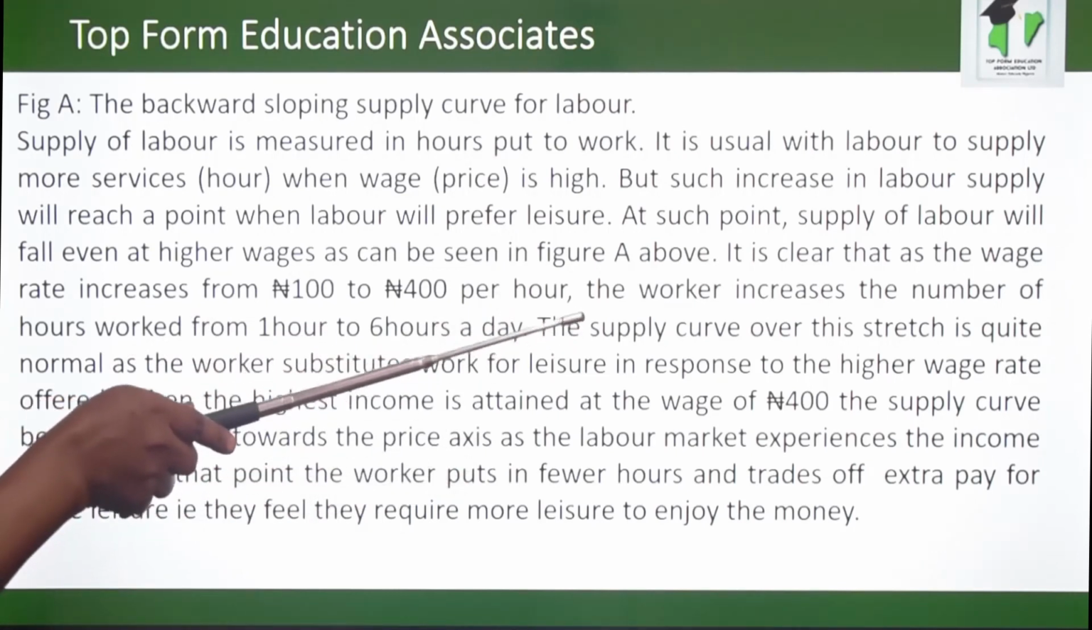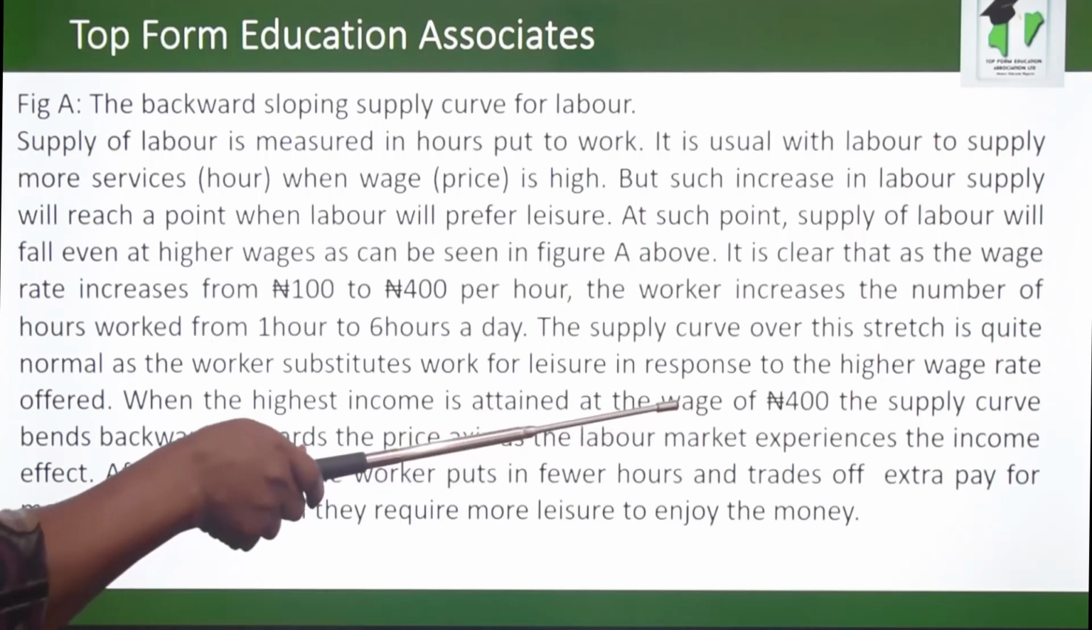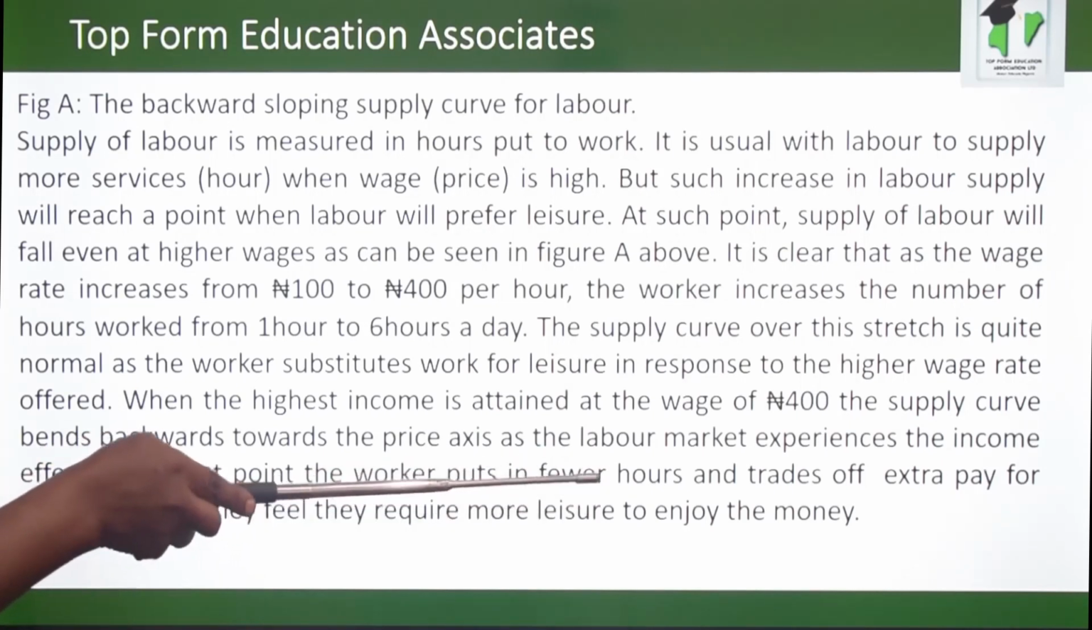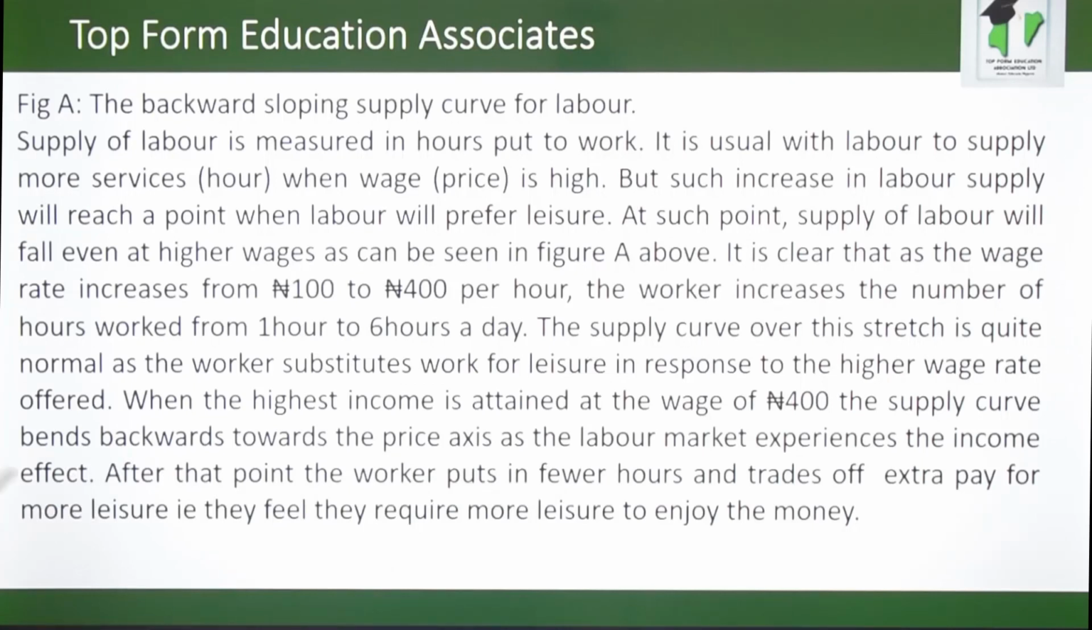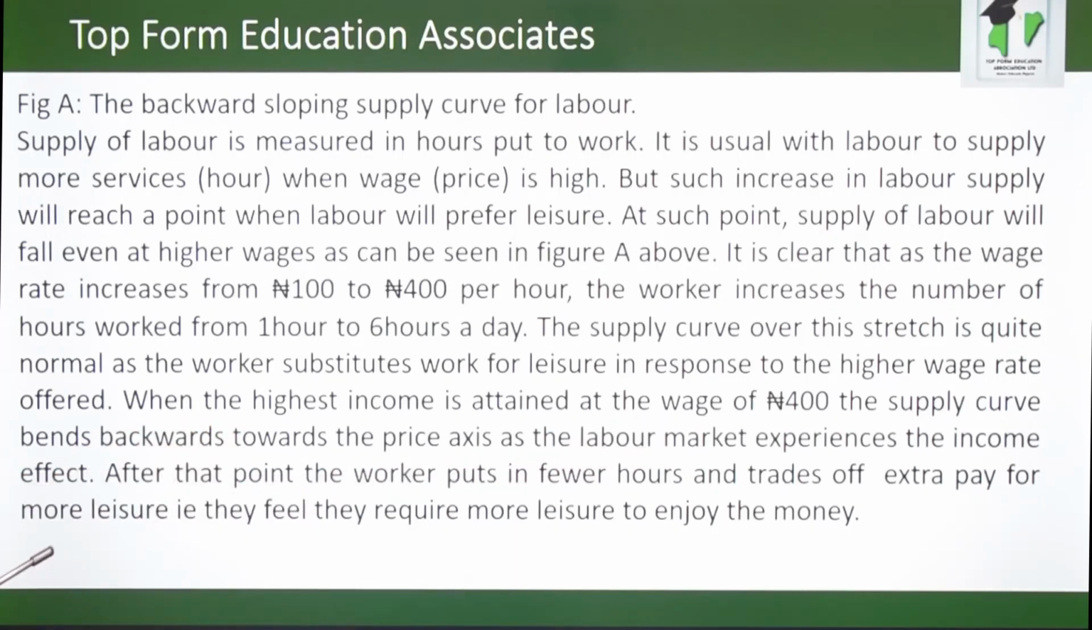The supply curve over this stretch is quite normal, as the worker substitutes work for leisure in response to the higher wage rates offered. When the highest income is attained at the wage of 400 naira, the supply curve bends backwards towards the price axis, as the labor market experiences the income effect. After that point, the worker puts in fewer hours and trades off extra pay for more leisure. That is, they feel they require more leisure to enjoy the money. It will not be all work and no play.